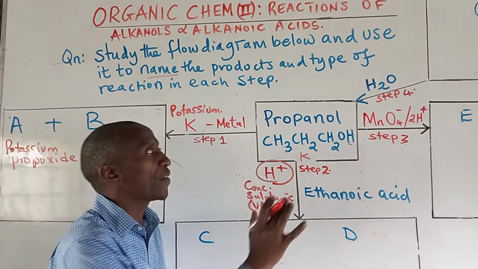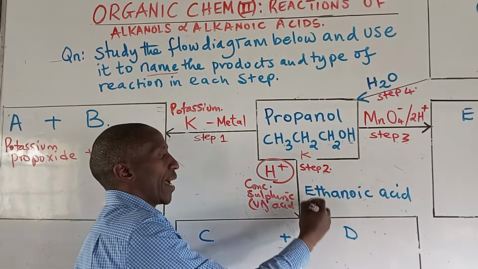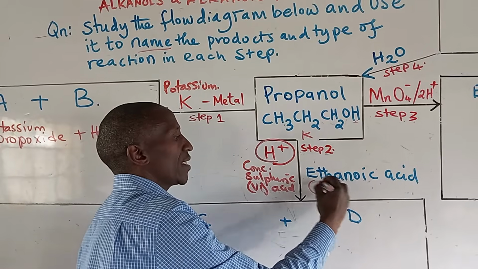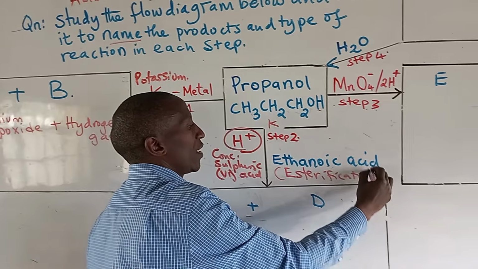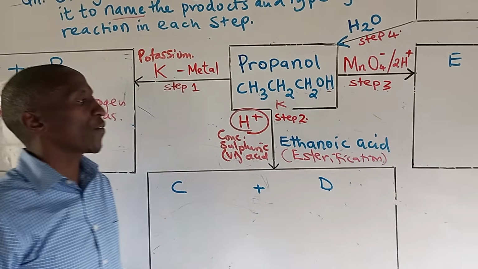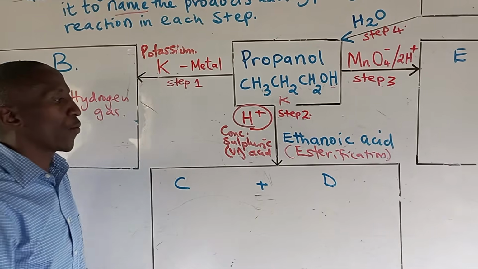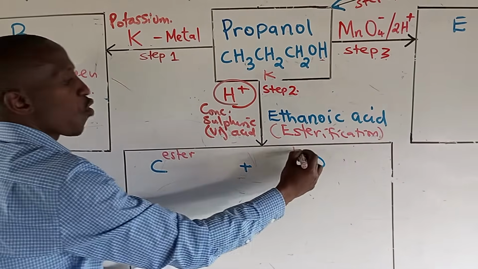Step number 2 is involving propanol reacting with ethanoic acid. We agreed that this is called esterification, whereby this reacts with ethanoic acid in the presence of concentrated sulfuric acid, and we have the first product being an ester and water.